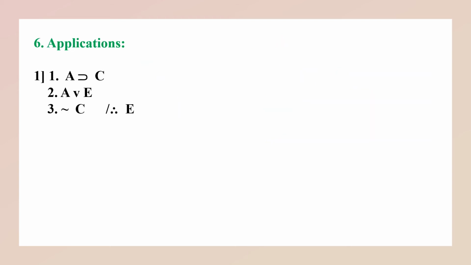A implies C, A wedge E, curl C, therefore E. Which rule can you apply here? You can see it is a disjunctive proposition. We cannot apply the rule until and unless we have the negation of A. So first we get the negation of A by which rule? We are having A implies C. We are having the negation of the consequent, so we can get the negation of the antecedent by MT rule. P implies Q, not Q, therefore not P. A implies C, not C, therefore not A.